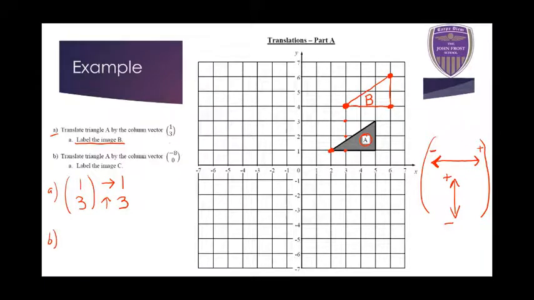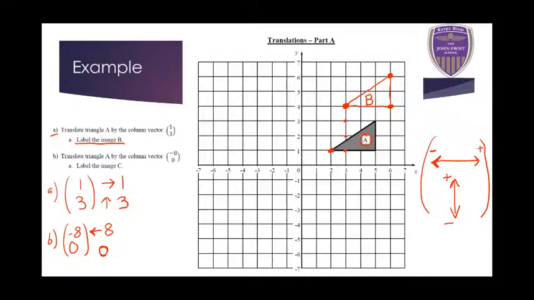So for B, we're asked to use the column vector -8 over 0. So what do these mean again? Well, the top number tells us if we go to the right or left. Because it's a negative number, we know it's going to go to the left. And because it's -8, it's going to go to the left 8 times. Now the 0, don't get tricked by this. It means exactly what it says. Because it's the bottom number, it tells us whether we're going up or down. But because it's 0, we're not going to move up or down. We're going to stay where we are.